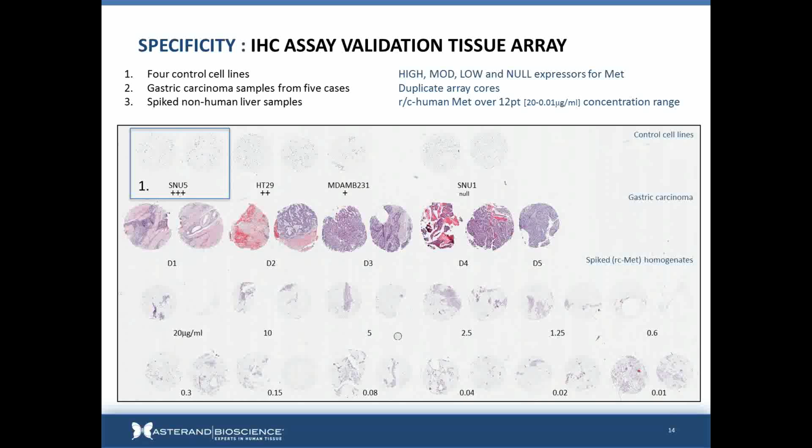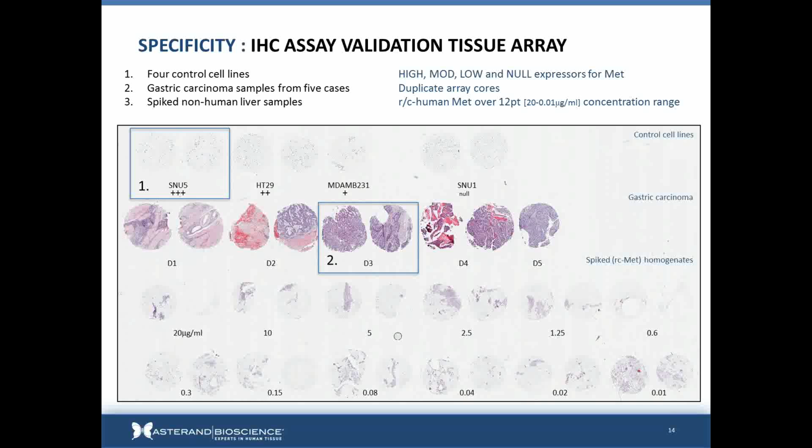The top row has 4 cell lines, and the relative abundance of MET in these lines is quite well documented, but briefly, SNU5 is a primary gastric cell line with a very abundant MET expression. HT29 is a colorectal cancer cell line with known moderate levels of MET. MB231 is a breast cancer line with low expression of MET. And crucially, SNU1 is a gastric metastatic cell line where MET is known to be absent.